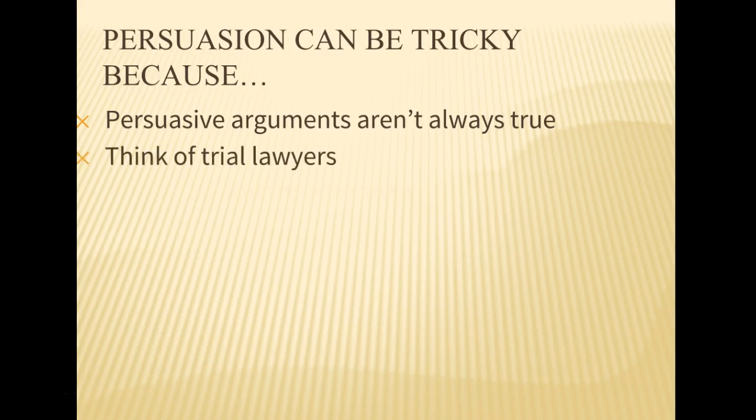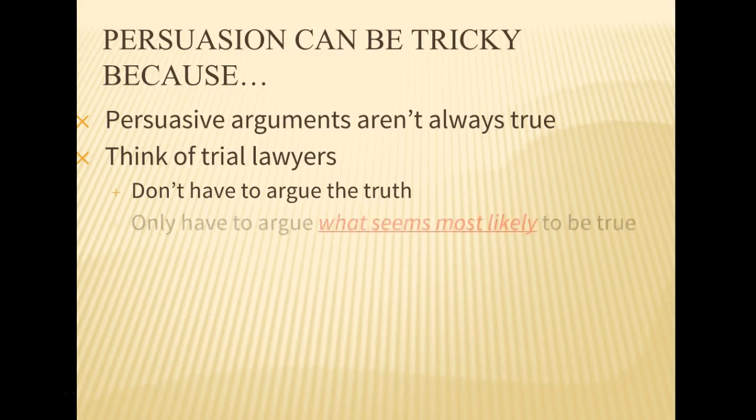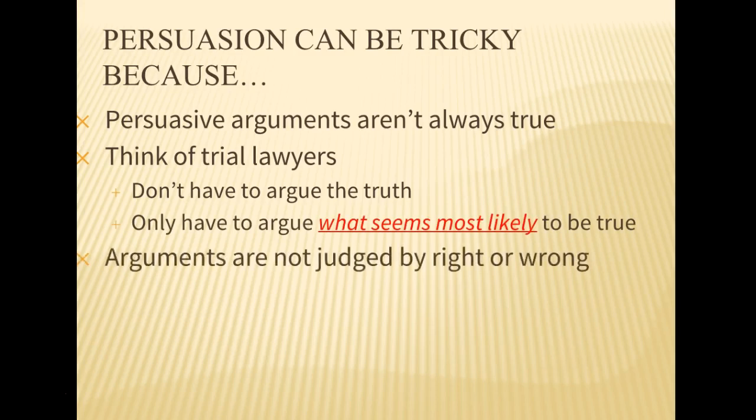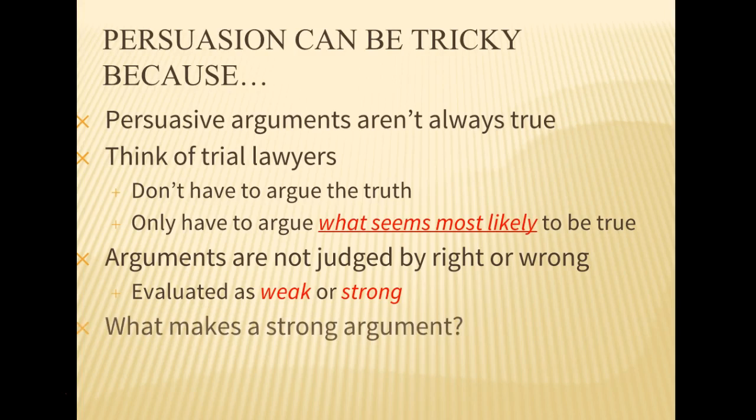We tend to think of persuasive arguments as being right or wrong, but they aren't. That's a backwards way of looking at it. Trial lawyers, for example, don't necessarily argue the truth. They only have to argue what seems most likely to be true. So persuasive arguments are not right or wrong. Instead, they are evaluated as either weak or strong. That is why, when we look at what makes a strong argument, we tend to focus on evidence.